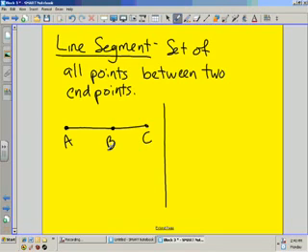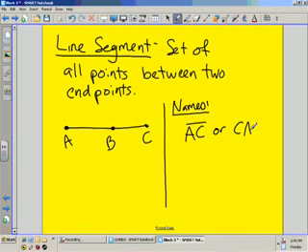And in this case, the potential names for this, using symbols, would be line segment AC, because we can only use the endpoints to name it, or line segment CA. I want to point out, in this example, B is not part of the name. It's not part of the name here because it's not one of the endpoints.